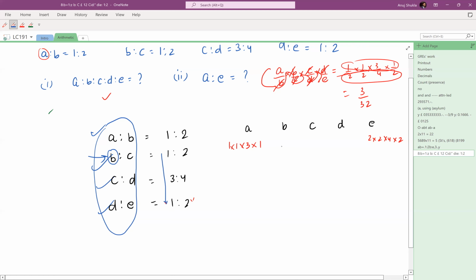Multiply all the items. That is 1 into 3 into 1. And whichever step is left, that step left is this one. Take the right hand part of that. Right hand part is 2.